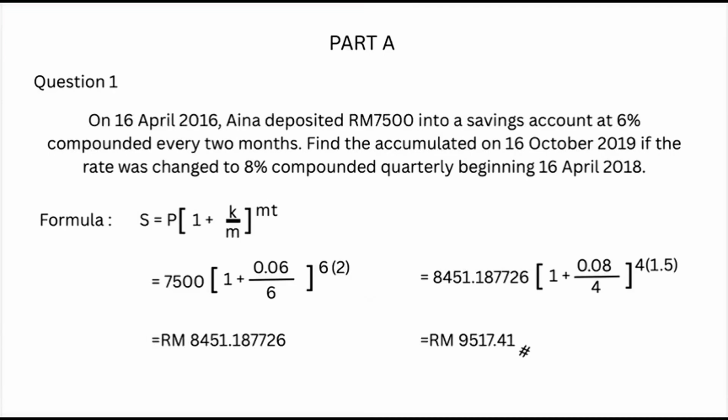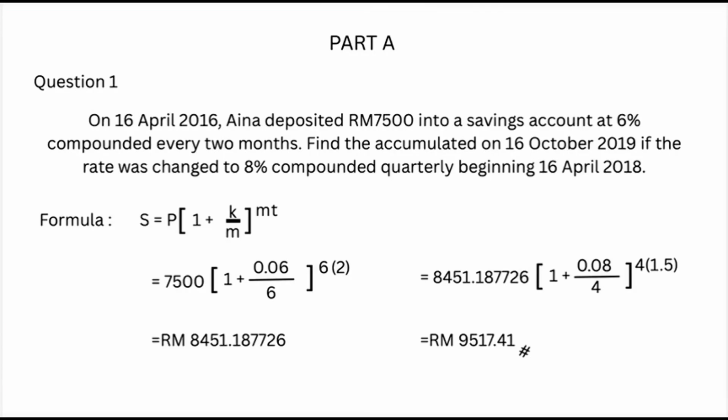Question 1. On 16 April 2016, I deposit 7,500 into a savings account at 6%, compounded every 2 months. Find the accumulated amount on 16 October 2018 if the rate was changed to 8% compounded quarterly beginning 16 April 2018.